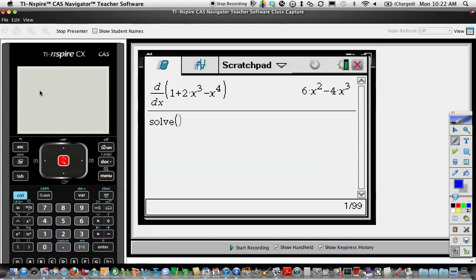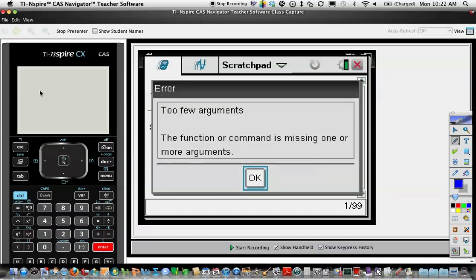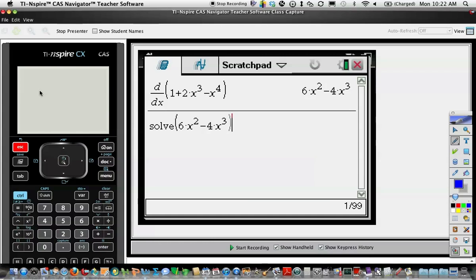And then arrow up and grab that one. There you go, hit enter. Hit equals 0. Then you have to do, inside the parentheses, equals 0, comma x. You have to tell it what you're solving for. And now hit enter. Okay, and there's our 0 and 3 halves.